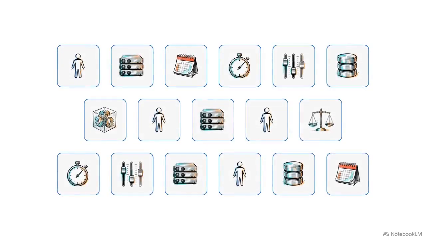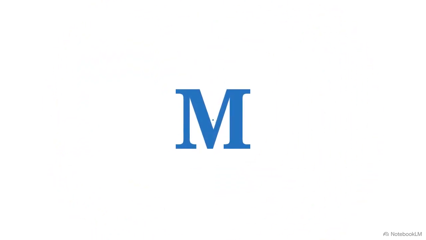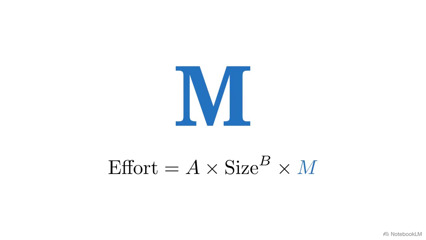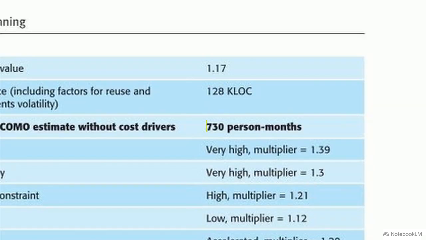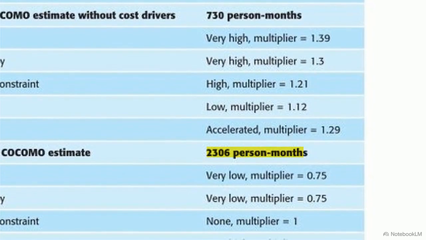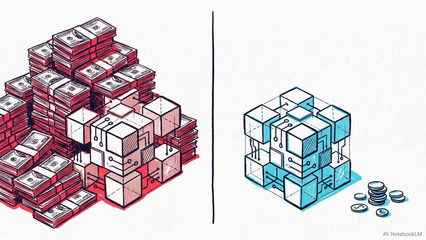The final variable in the equation is M, the multiplier. M is calculated from 17 specific product, process, and organizational attributes known as cost drivers. This table shows cost drivers on a baseline of 128,000 lines of code, initially estimating 730 person-months. High reliability and complexity push the adjusted estimate to 2,306 person-months. Conversely, low complexity and high tool use shrink the requirement to only 295 person-months. Producing the exact same volume of code can result in a 780% difference in cost, dictated by environmental context and tooling multipliers.